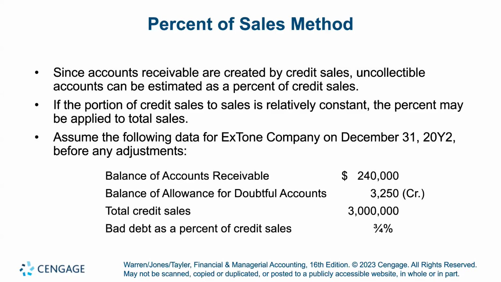The Xtone company, they have a balance on their accounts receivable of $240,000. So people owe them $240,000. And they have a balance on their allowance for doubtful accounts of $3,250, a credit balance. Their total credit sales for the year were $3 million. And their past experience tells them that their bad debt as a percent of credit sales is 0.75%.